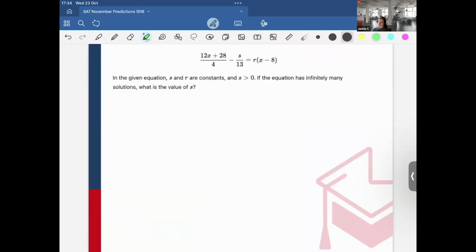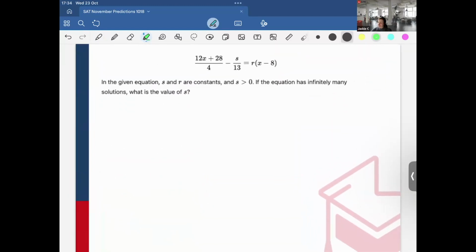Okay. And then on the other end of the spectrum, we could have a question like this. So in the given equation, s and r are constant and s is greater than 0. If the equation has infinitely many solutions, what is the value of s? So remember, I already established infinite solutions. If they're linear, that means they have the same slope, same y-intercept, aka they're the same equation. Okay, so I would say first, just simplify this, divide everything by 4.